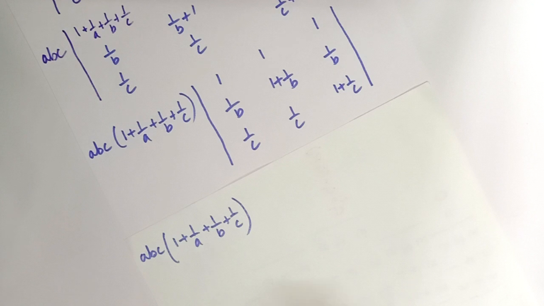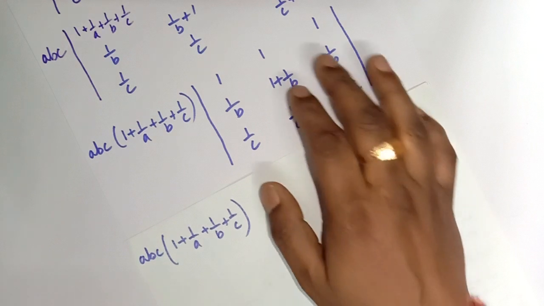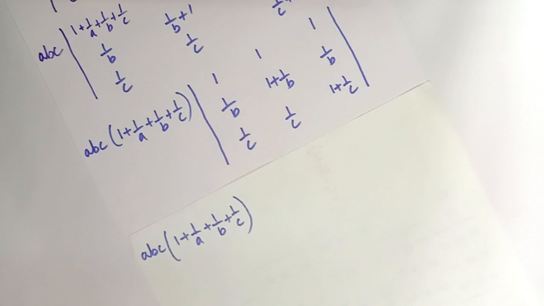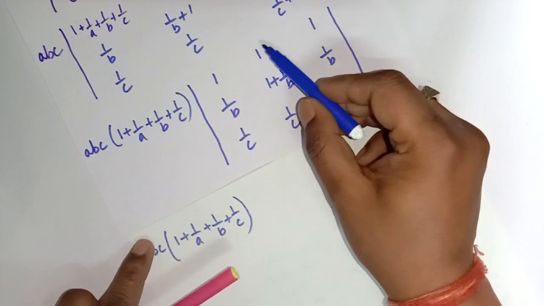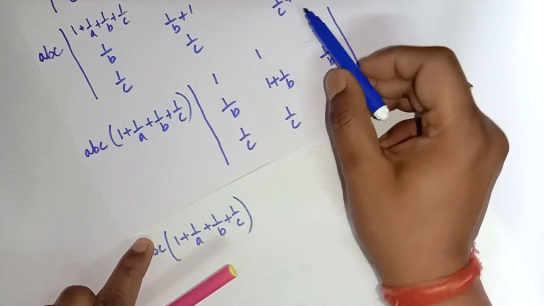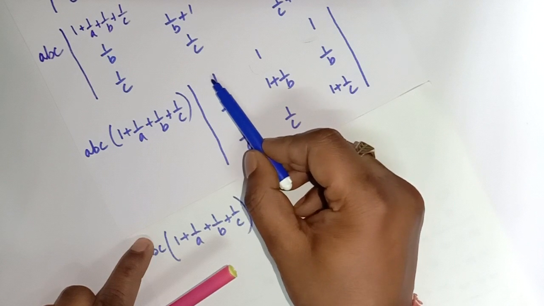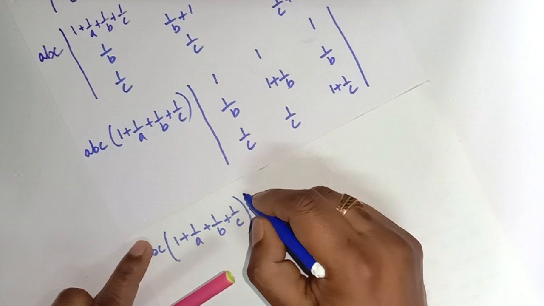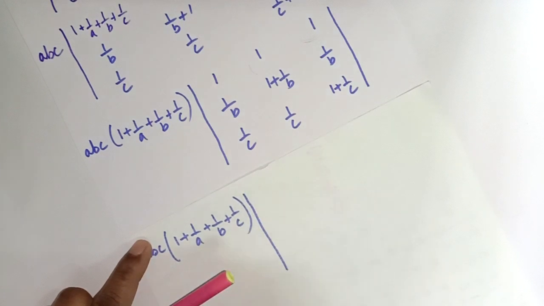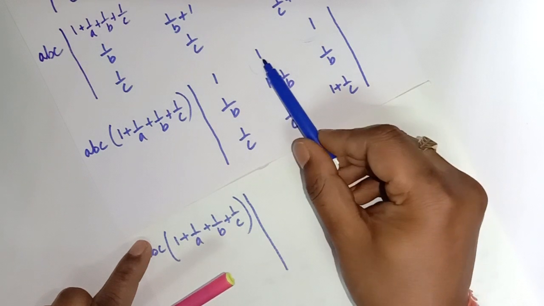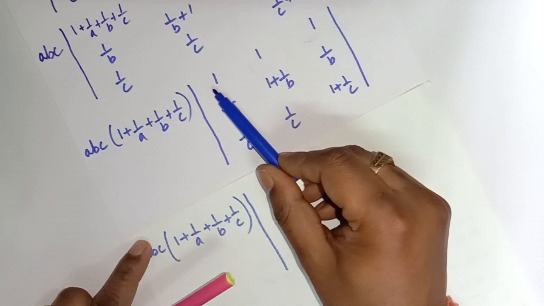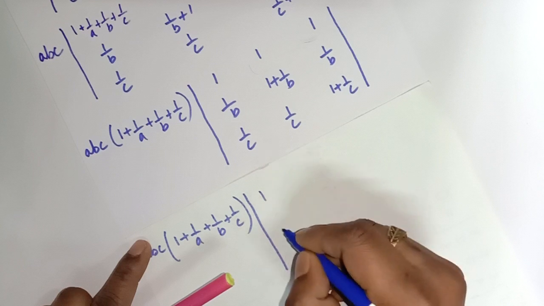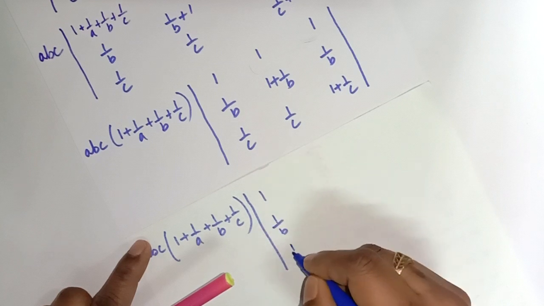In this expansion, we will try to make 2 columns or 2 rows 0. Suppose if I make this and this 0, now I have to open only 1. It will be easy because these 2 will be 0. So I'll try to make them 0. How will I make them 0? You can see here, I'll do this minus this. Okay, so I'll keep it as it is: 1 by B, 1 by C.